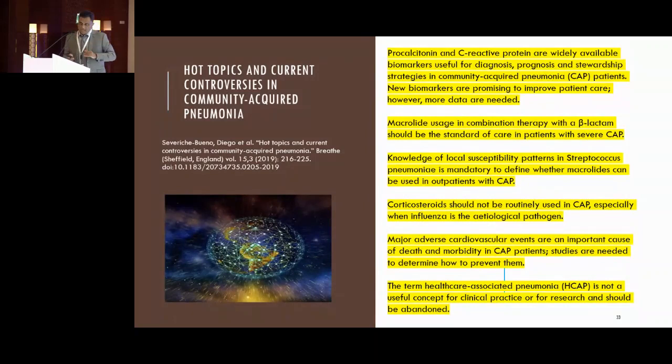New biomarkers are in the pipeline, and this is more important than the antibiotic itself. Macrolide usage in combination therapy with beta-lactam should be standard of care in patients with severe community-acquired pneumonia. As Dr. Amal was telling, there are issues with the quinolones, and it's not a very harmless drug, because quinolones have their own side effects.